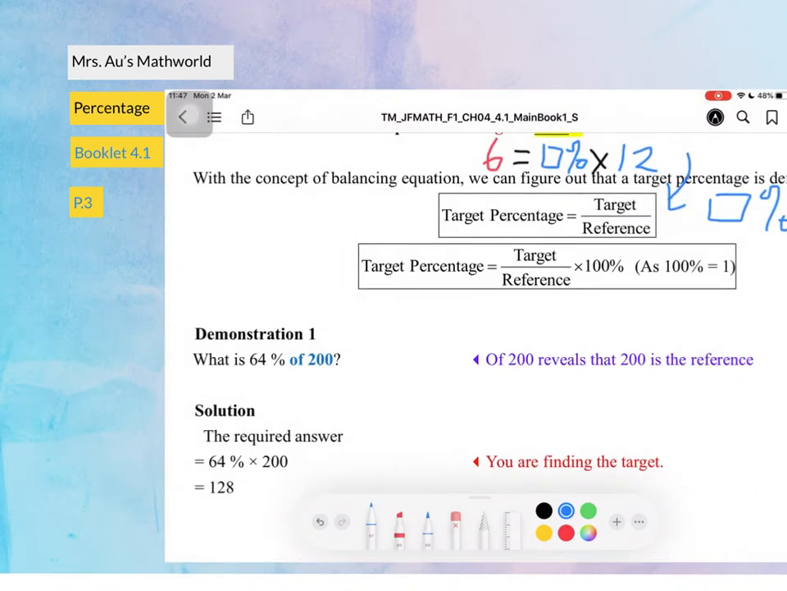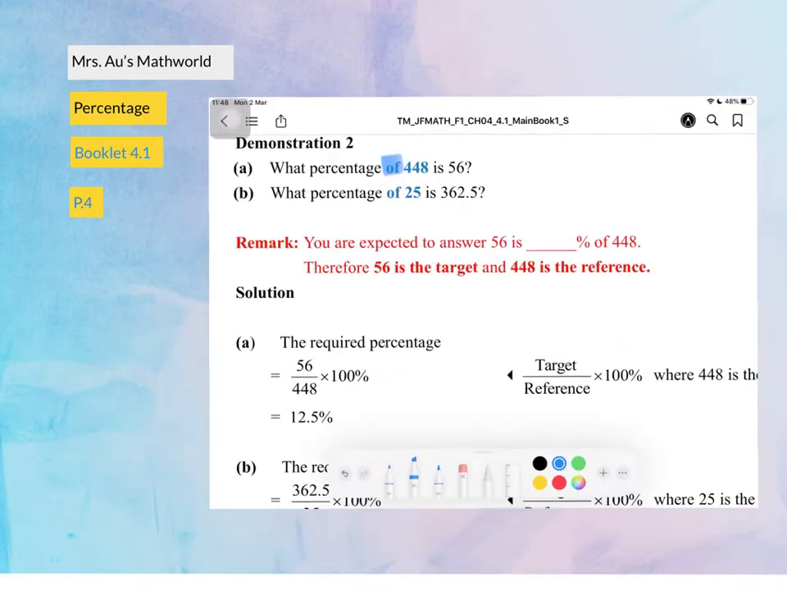If I want to see how to calculate, when we have the keyword of, it means multiply. 200 is the reference. Multiply 200 by 64%, then we get the value that the question asks for. So the way is doing it like this: of means multiply. 64%, you just need to copy. Please go to page 4 to look at demonstration 2 and demonstration 3.